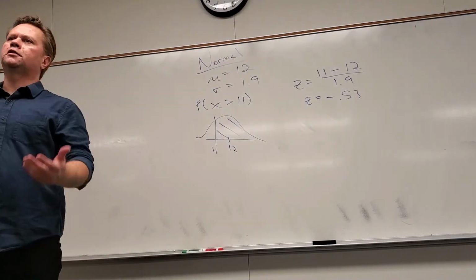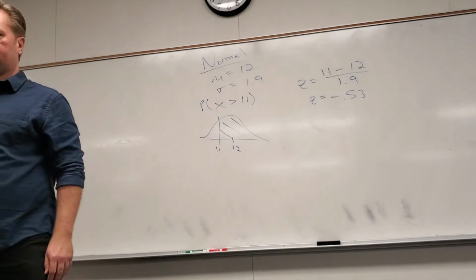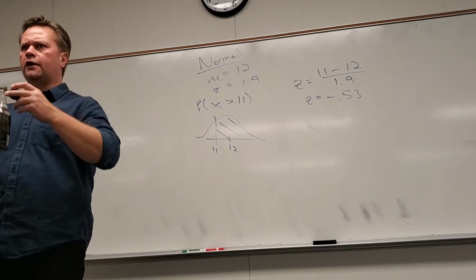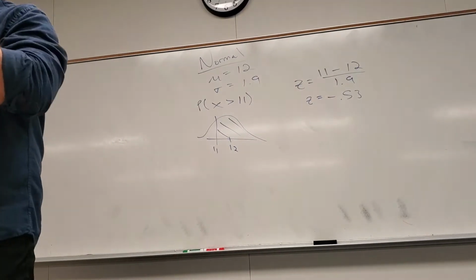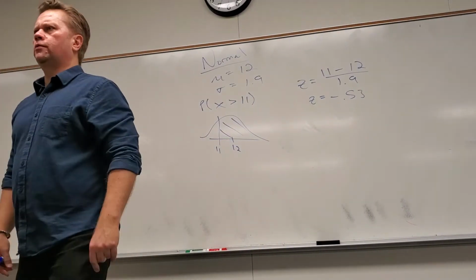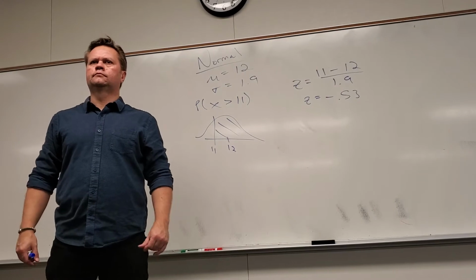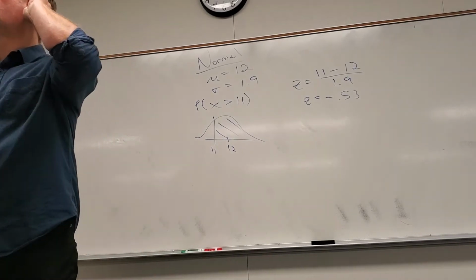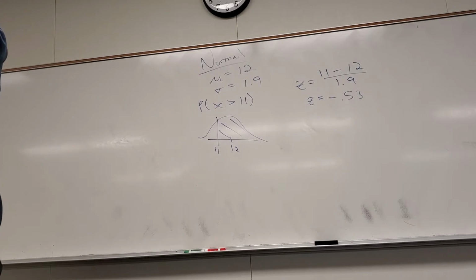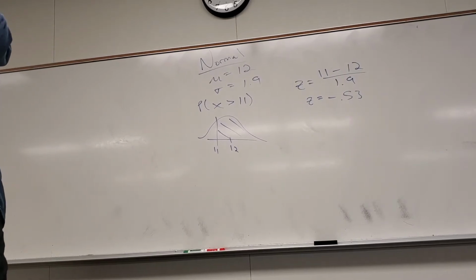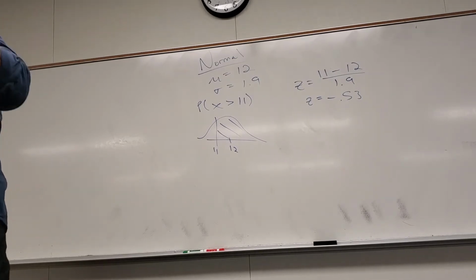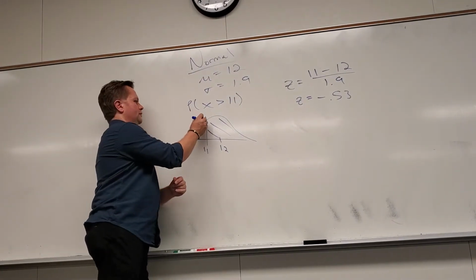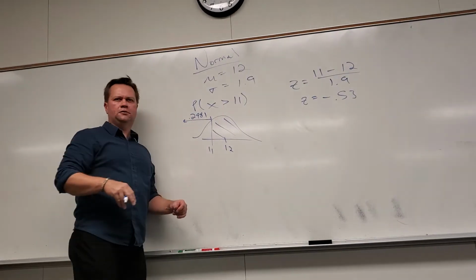Okay, and then you look that up in the chart. What do you guys get when you look up negative 0.53? 0.2981? All right, 0.2981, I'm going to trust you guys.